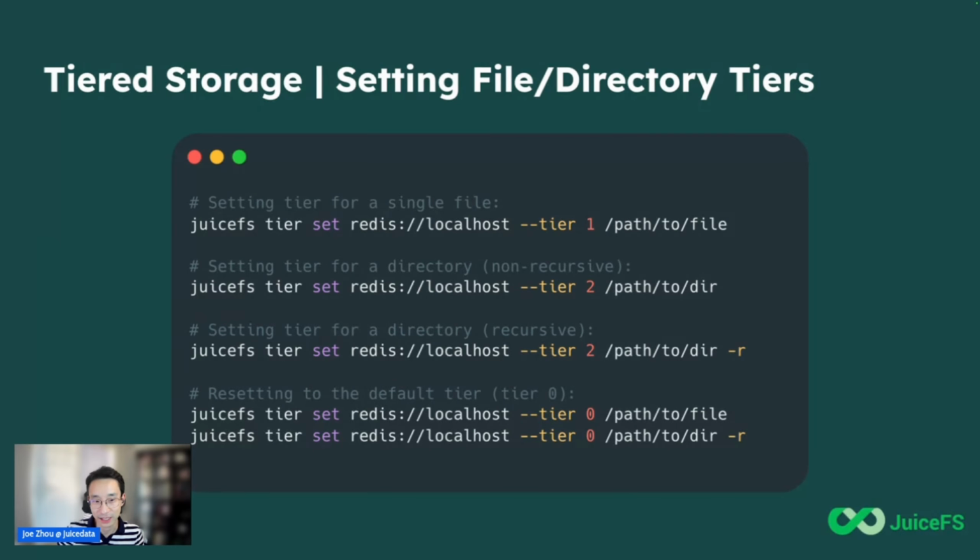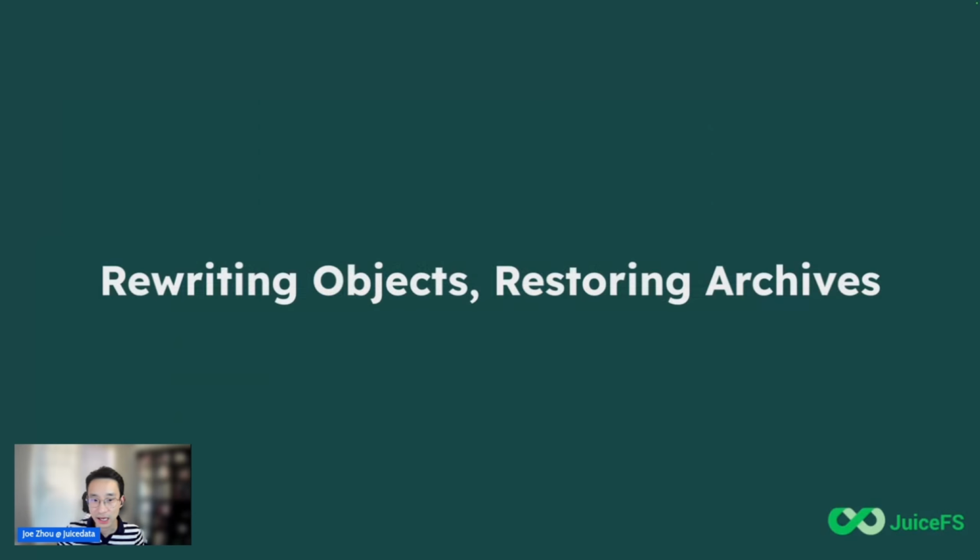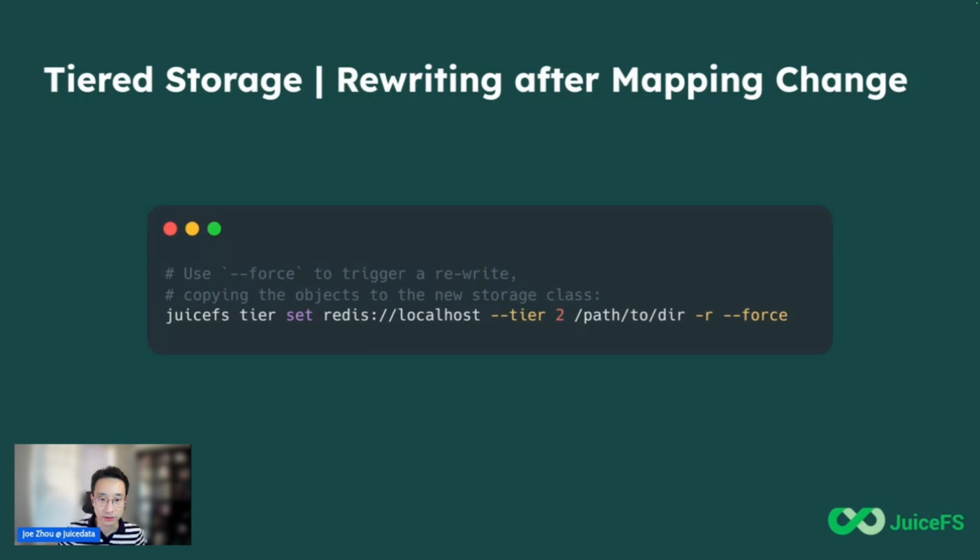We will have a demo after this very soon. And then there are some slightly advanced topics that I want to cover just in case as well. The first one is rewriting objects after the mapping change. Compared with the recursive command, we also have this --force option. This will force the storage tier under the directory recursively, and it will process all the objects underneath.